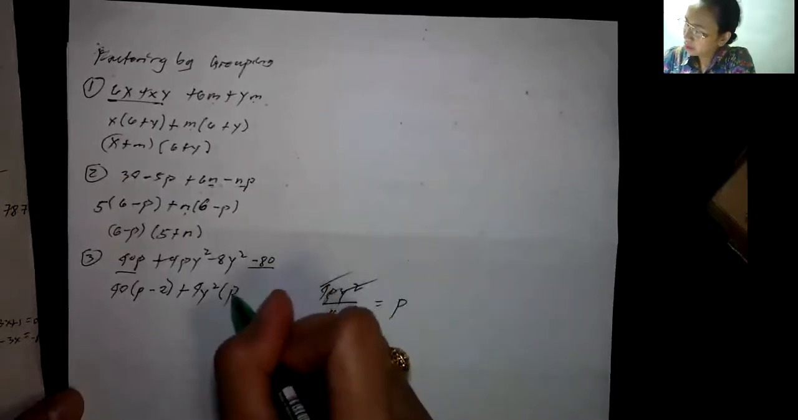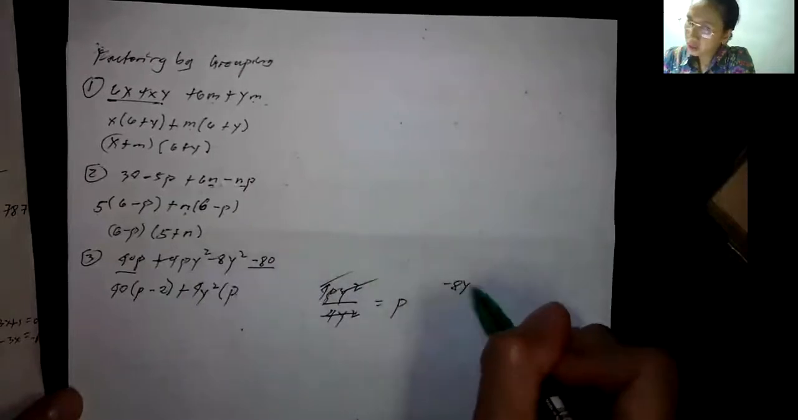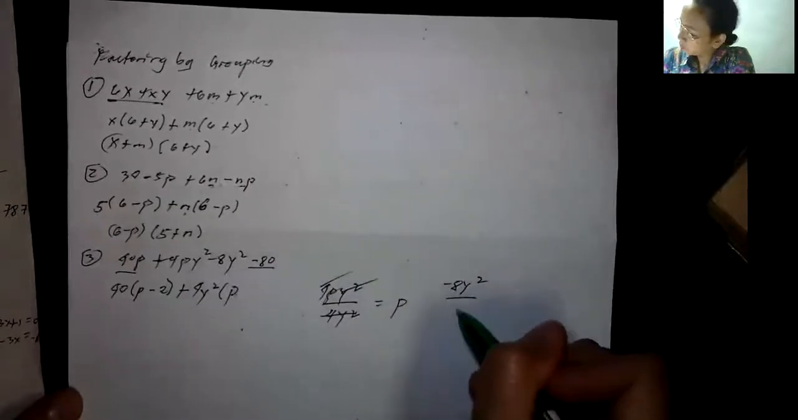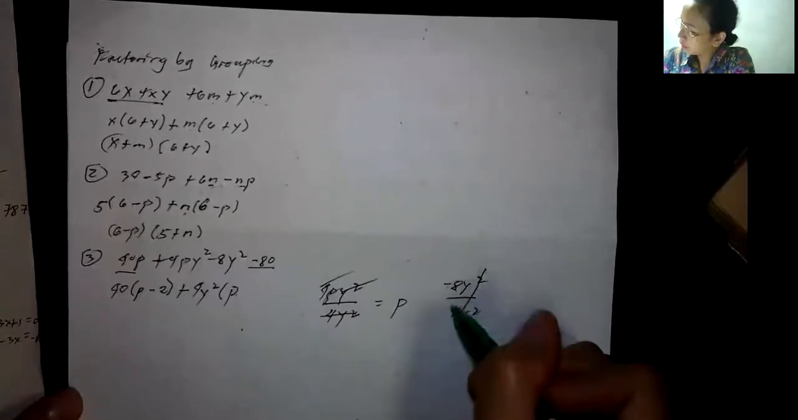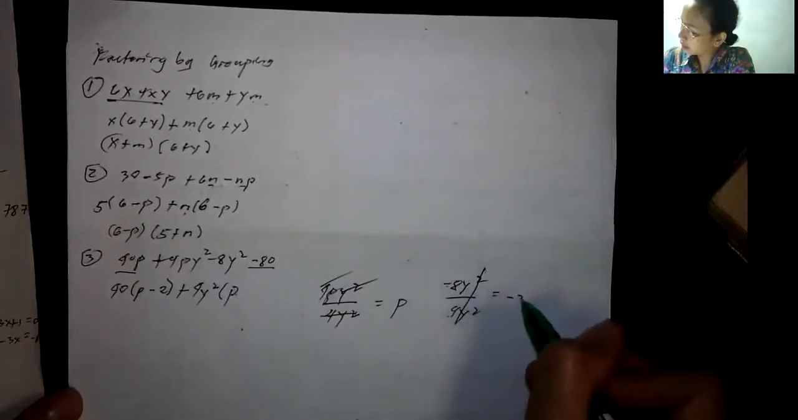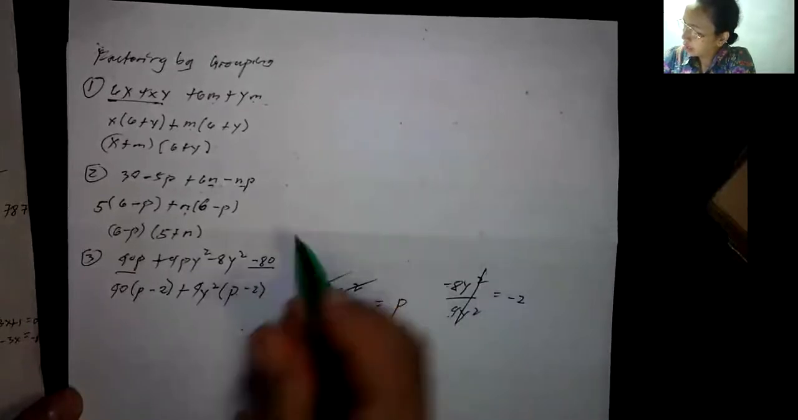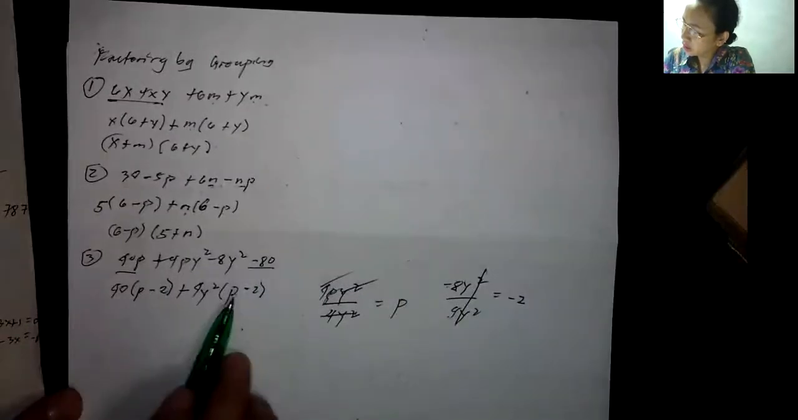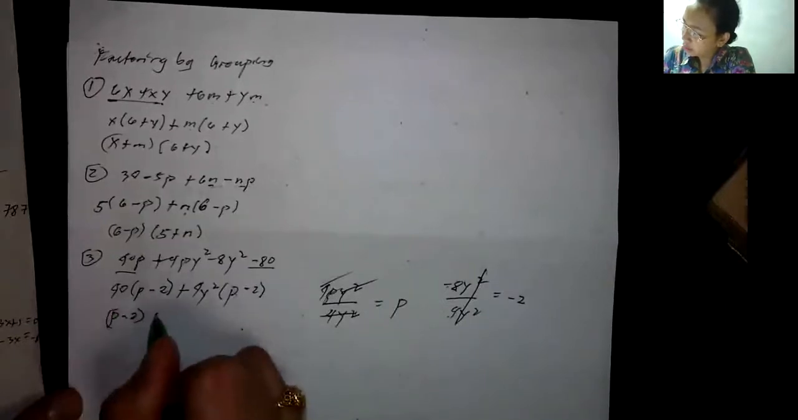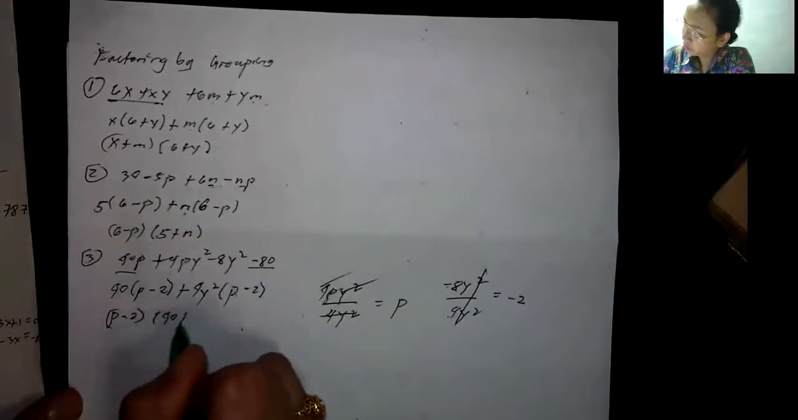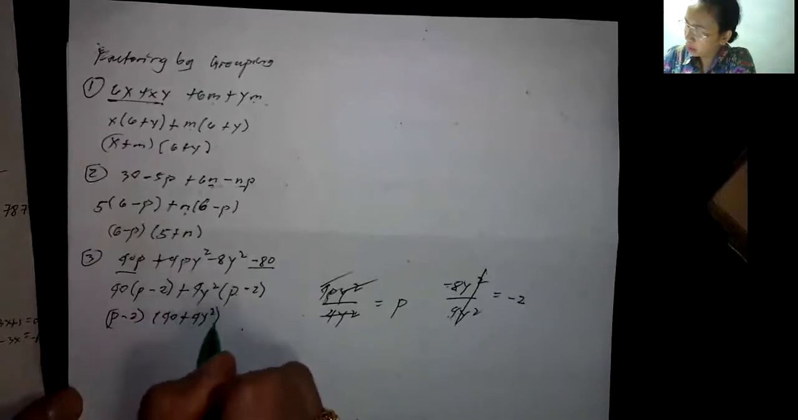So we can write here p. Then negative 8y squared divided by 4y squared. We can cancel them. Negative 8 divided by 4, the answer is negative 2. So again, inside the parentheses, they are the same. So we can write here p minus 2 and then quantity 40 plus 4y squared.